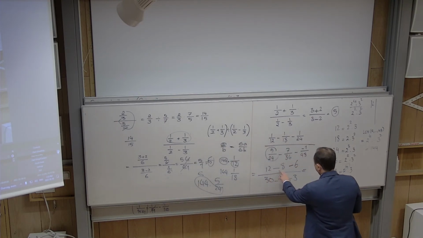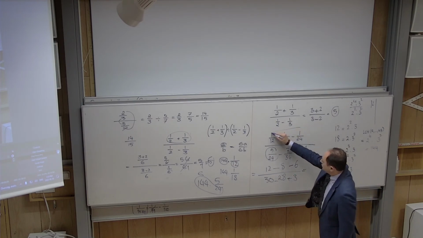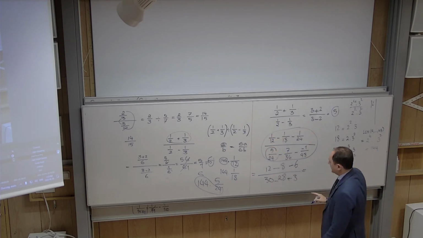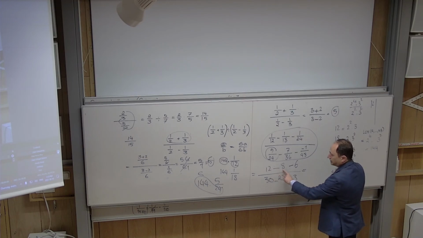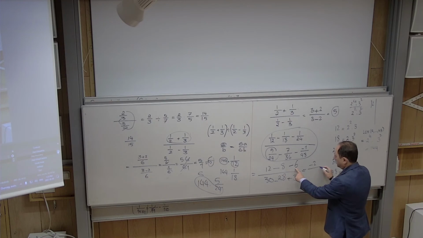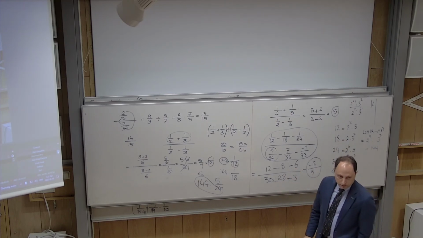So what's that? 4. You see, I reduced this complicated problem to a simpler problem because 12 minus 8 is very simple. 4 minus 6 is minus 2. And then this is 2 plus 3, 5. So the answer is minus 2 over 5.